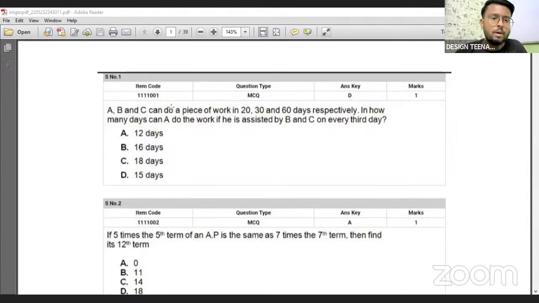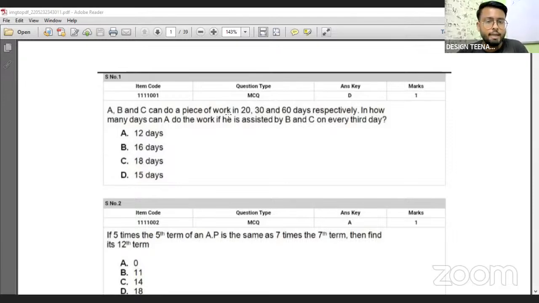So how are we supposed to proceed with this? They are telling us A can do a piece of work in 20 days. So for example, let's think in this way that the work that is being done is X. So the total amount of work to be done is X. If it is X, then per day, A does X by 20, B does X by 30, and C does X by 60. Now they are telling that if A is assisted by B and C on every third day, it will be something like that.